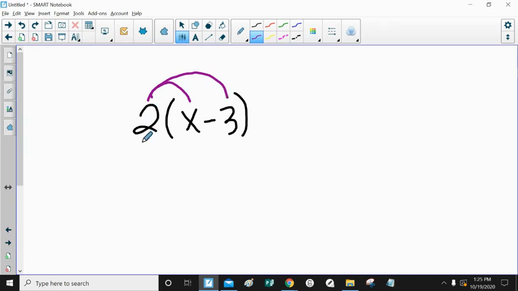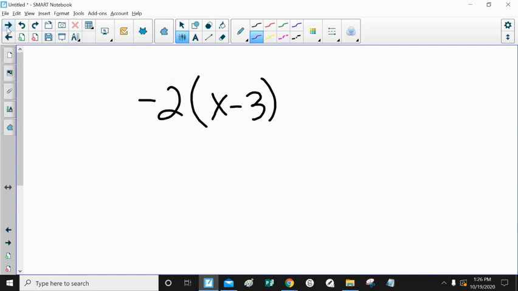So we will start with 2 times parentheses x minus 3. I'm going to take that 2 and I'm going to multiply it to everything inside the parentheses. So first, 2 times x is 2x. Now I'm going to take positive 2 and multiply it by negative 3, because the operation sign, the plus or the minus, is attached to the term that's behind it. So that term is a negative 3. So positive 2 times a negative 3 is a negative 6. So this expression, when I distribute my 2, becomes 2x minus 6.